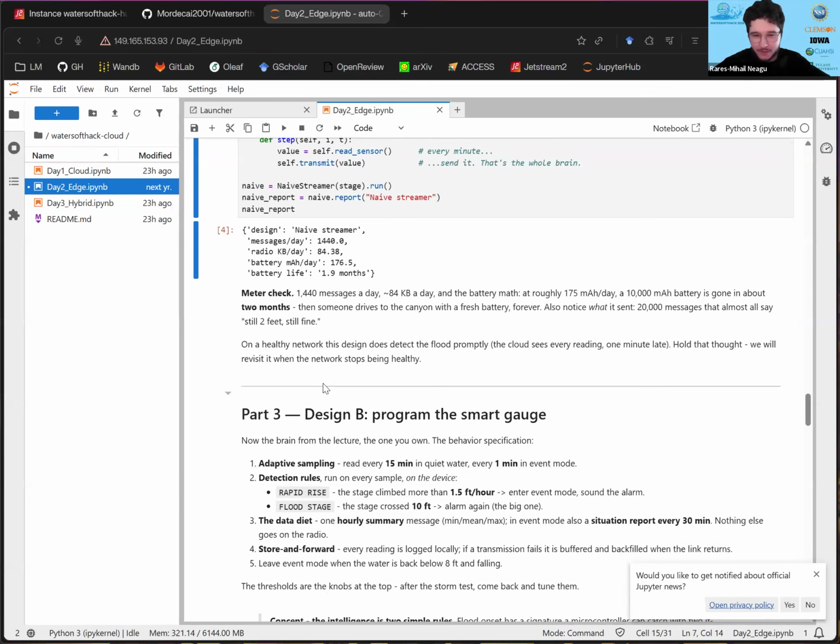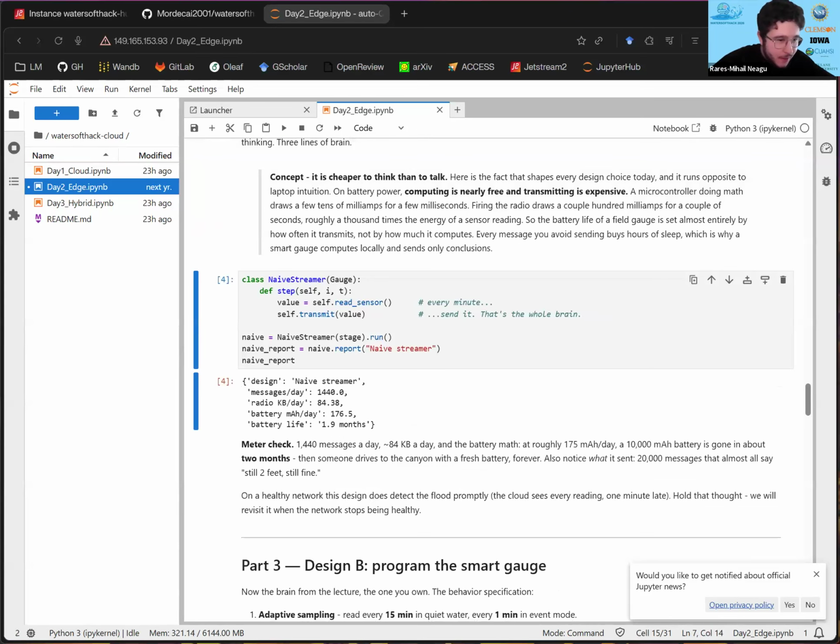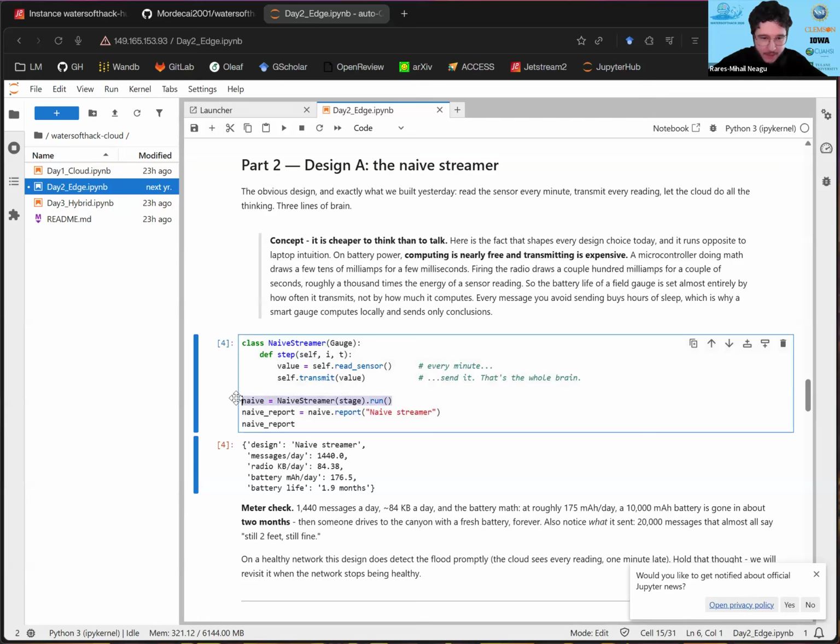So now let's go to part three. Oh, where is the line that tells the sensor to read every minute? Yes, it's this line. We instantiate the class and we take this object. When you put the dot operator, object dot run, it's going to run the run method or run function of the object. So this is the line that does it.